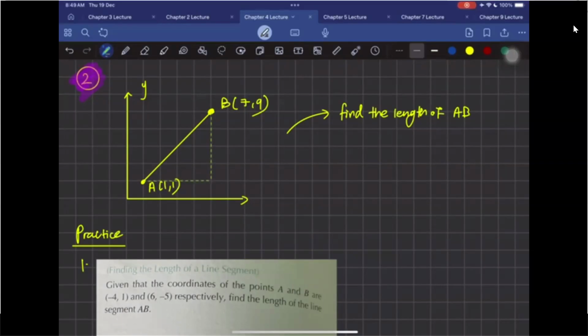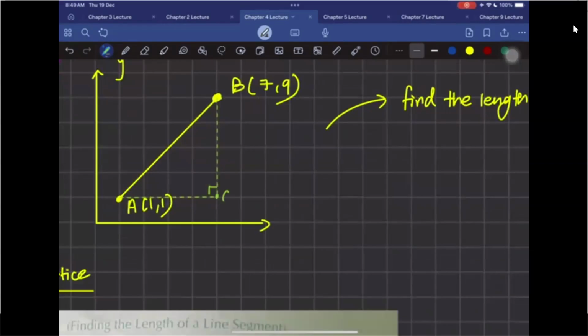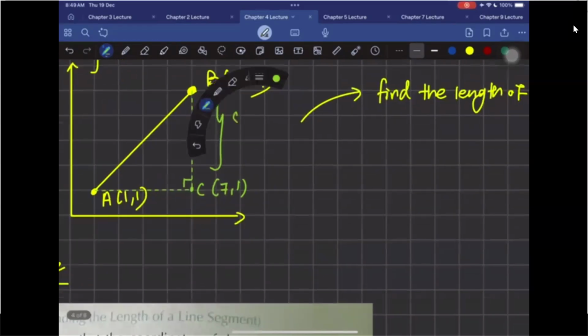So if you see, we have a right angle triangle. So let this point be C. So C is essentially, if you find out, your x coordinate of C should be the same as B, so it should be 7. And your y coordinate of C should be the same as A, so 7 comma 1. So if you calculate this distance, it's just the difference in your y coordinate, so it's just 9 minus 1, so it's 8 units. Okay?